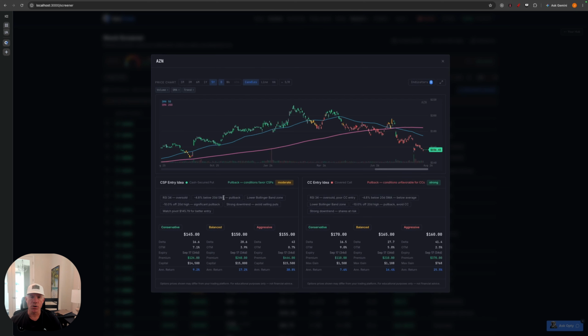And underneath the chart, you're going to get your cash secured puts and covered call entry ideas. If it's green, it gives you pullback conditions favorable for a CSP because you've got a nice pullback. And then it gives you the technical factors. In this case, it's moderate.